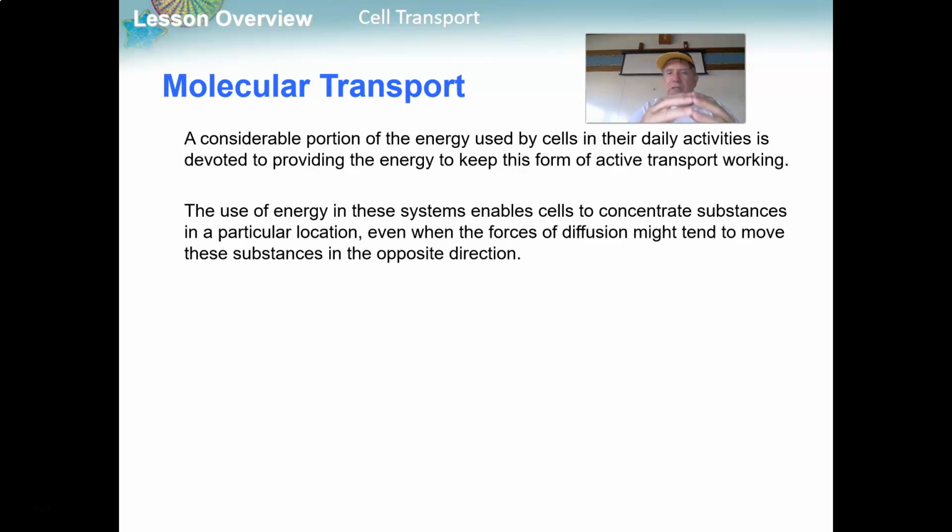So when we're talking about the cells making energy, we're talking about the mitochondria, don't forget. So a lot of the energy made by the cell is used for active transport. The use of energy in these systems enables cells to concentrate substances in particular locations, even when the force of diffusion might tend to move these substances in the opposite direction.